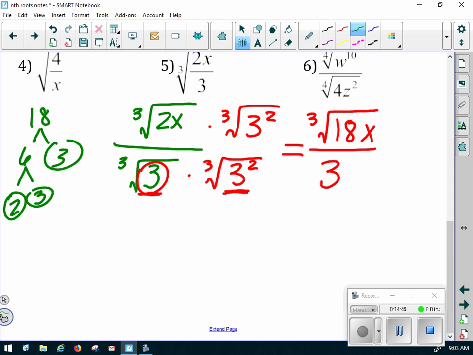Does 18 have triplets in factors? No. So what? Right, I cannot simplify. There's your simplified answer right there.